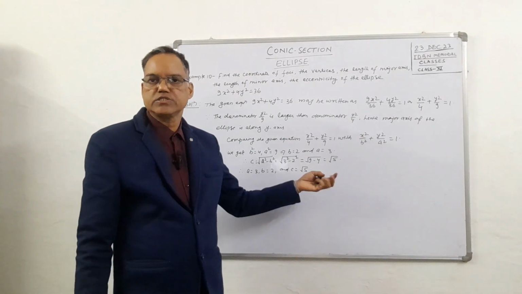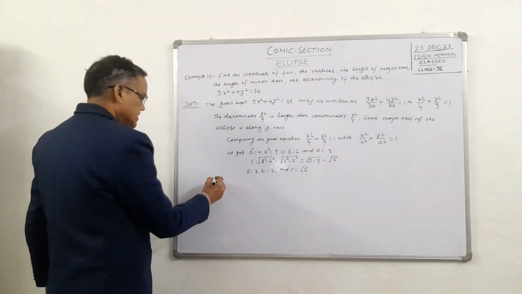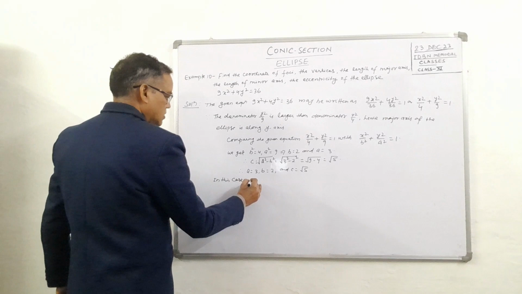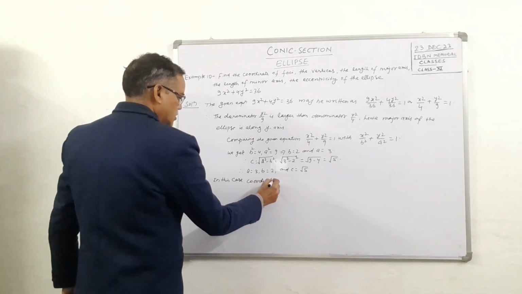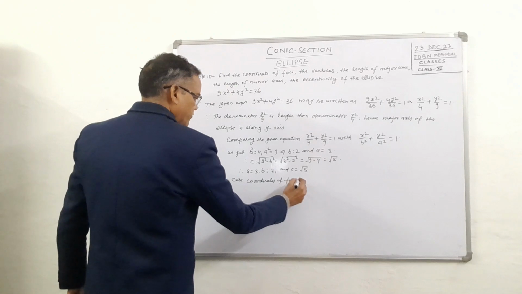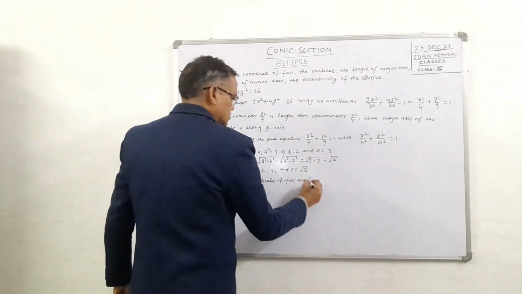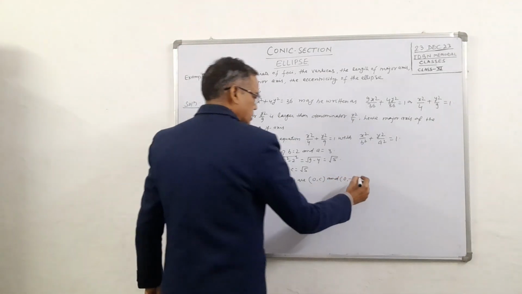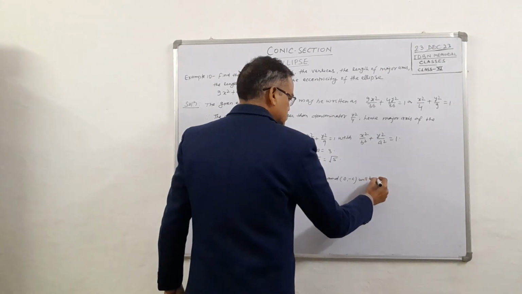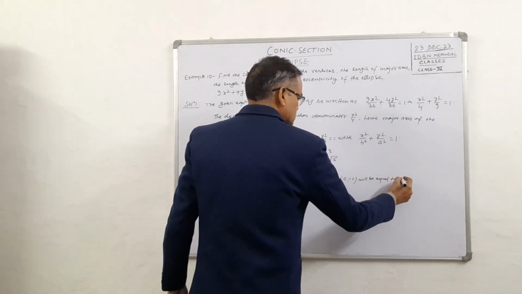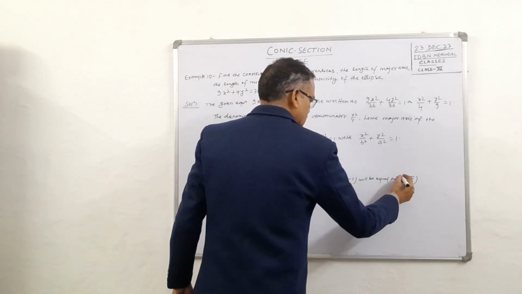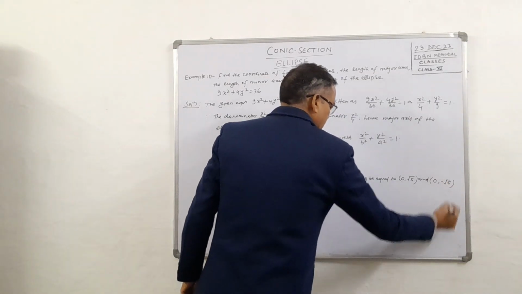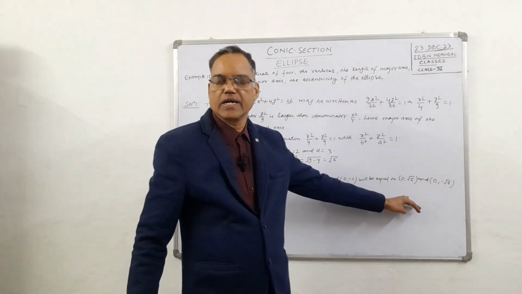Now when major axis is along y axis, then coordinate of foci will be 0 minus c and 0 c, or 0 c and 0 minus c. Now here in this case, coordinates of foci are 0 c and 0 minus c, which will be equal to 0 under root 5 and 0 minus under root 5, because it is along the y axis.